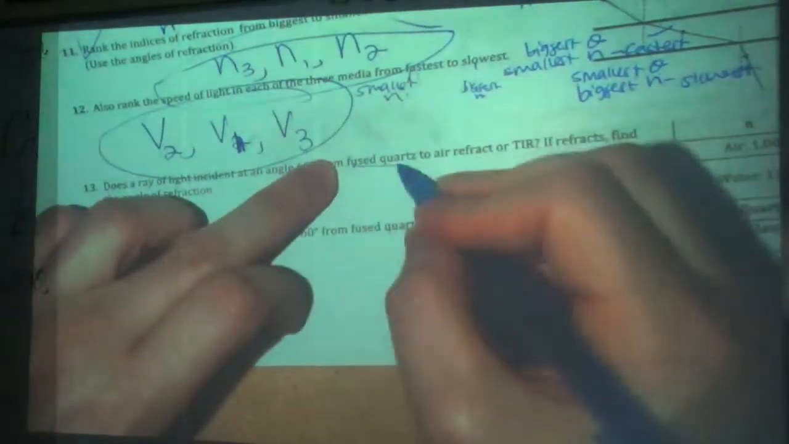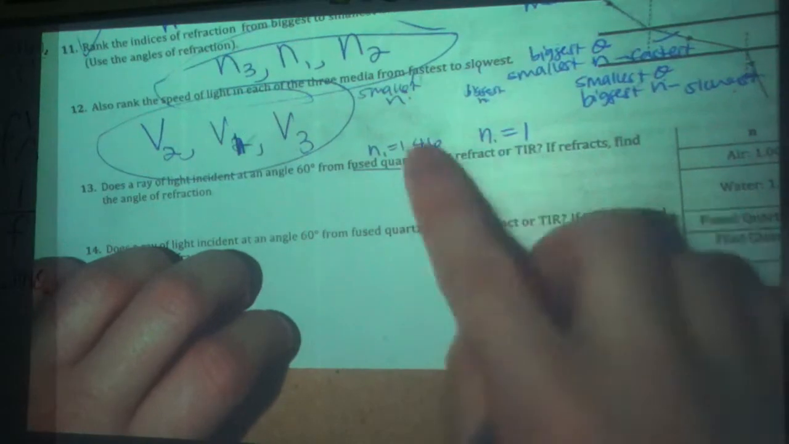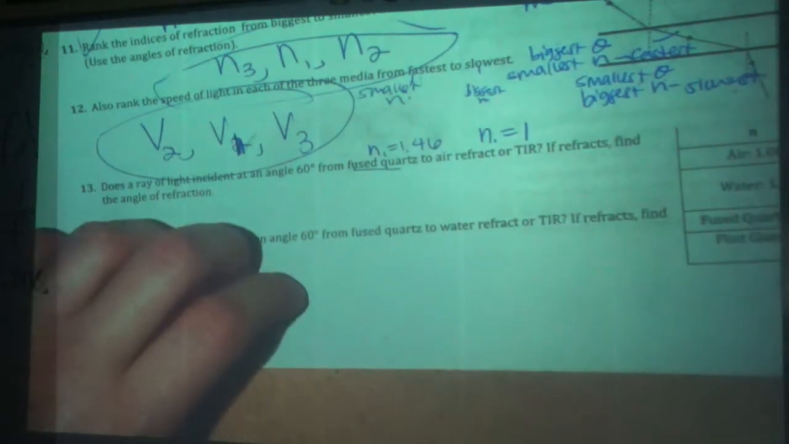So first of all, let's look at our n's. It's going from fused quartz, so n1 would be 1.46, to air, which is 1. So it is going into a smaller n, so that's possible. I just need to know, is this more than my critical angle? So let's find our critical angle. Remember, the definition of critical angle is the angle that makes it refract at 90 degrees.